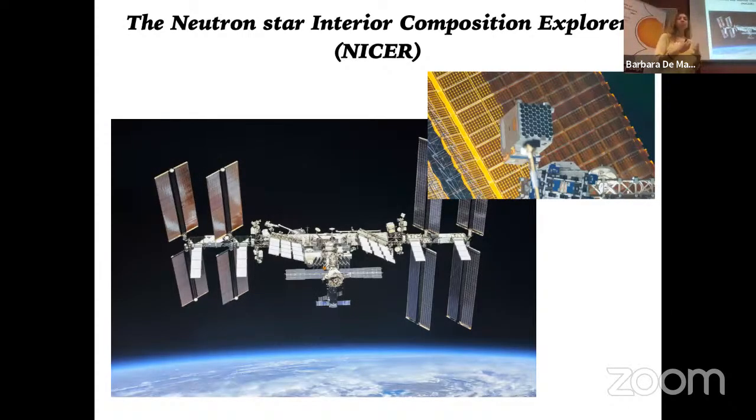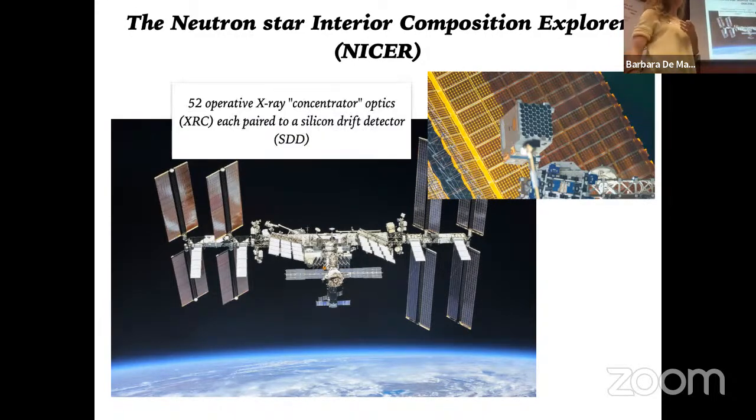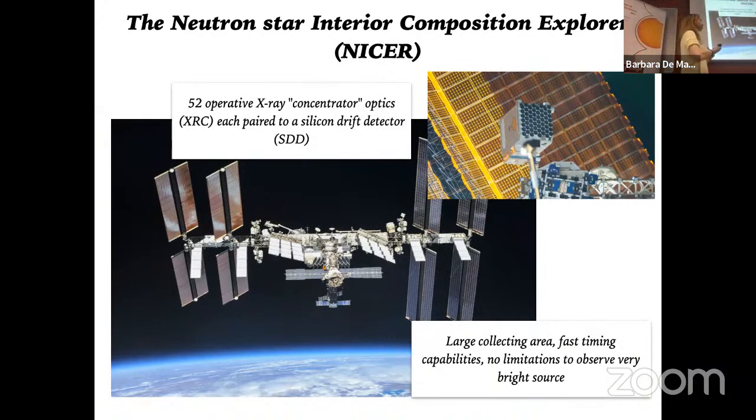So the conclusion is that we needed more data. Unfortunately, the Neutron Star Interior Composition Explorer, NICER, was launched a few years later, and was put on board the International Space Station. NICER is a powerful machine for this because it has 52 operative X-ray concentrators, which are paired to silicon drift detectors. And this makes NICER a very good instrument because it allows it to acquire a large effective area with very good fast timing capabilities, and most importantly, no limitations to observe these very bright sources.